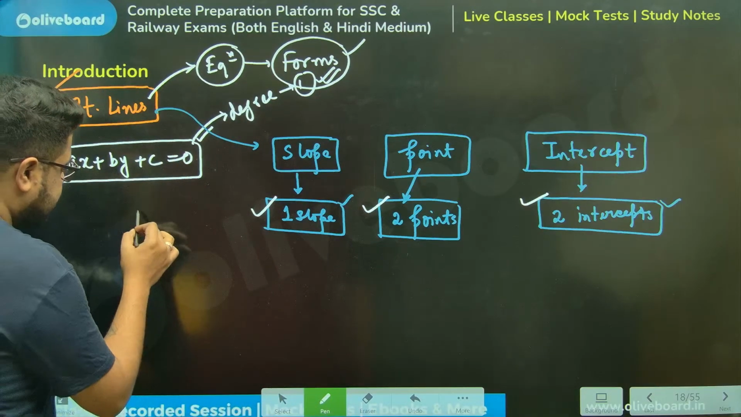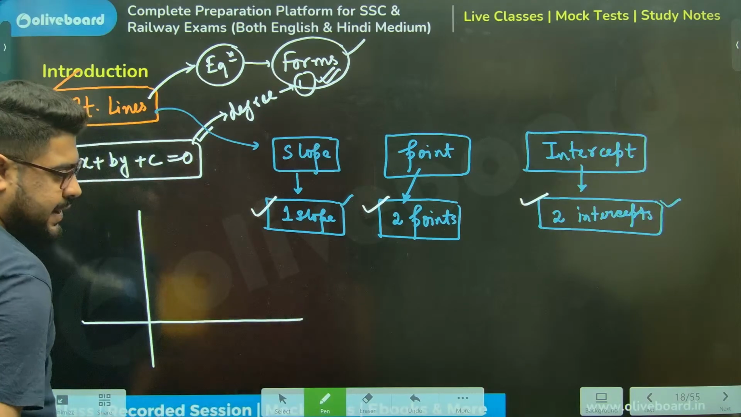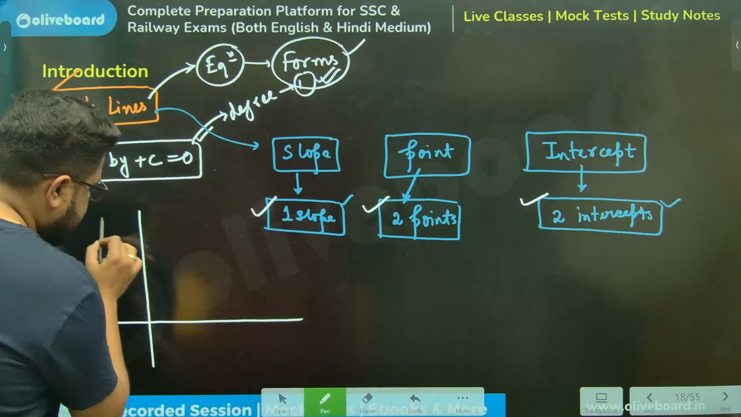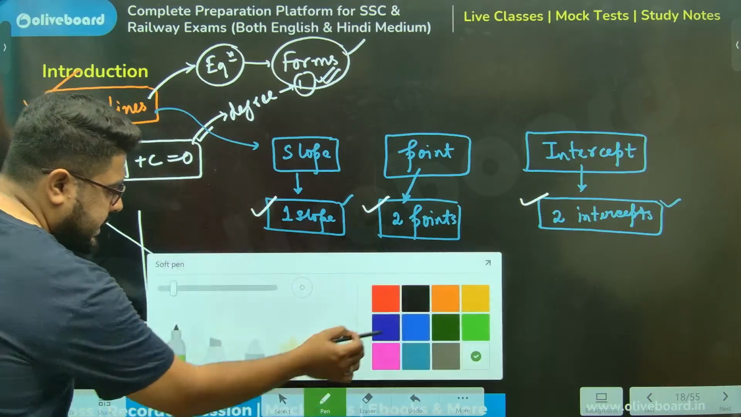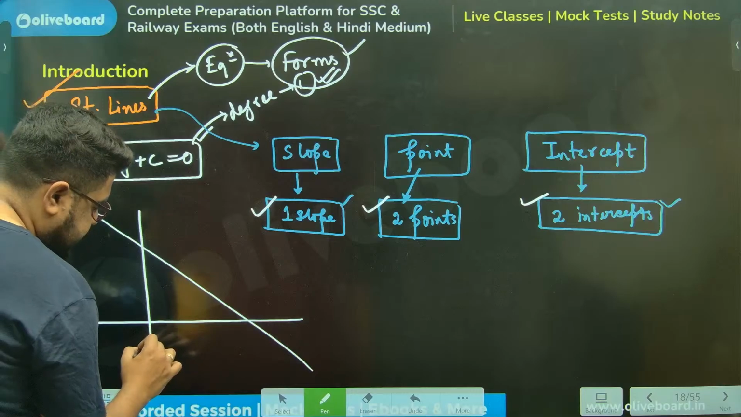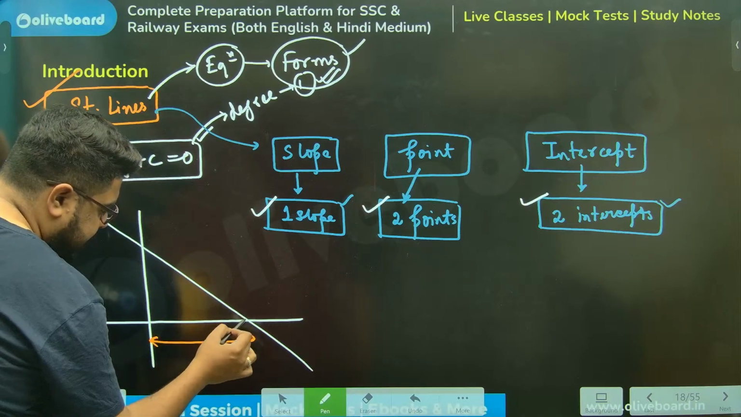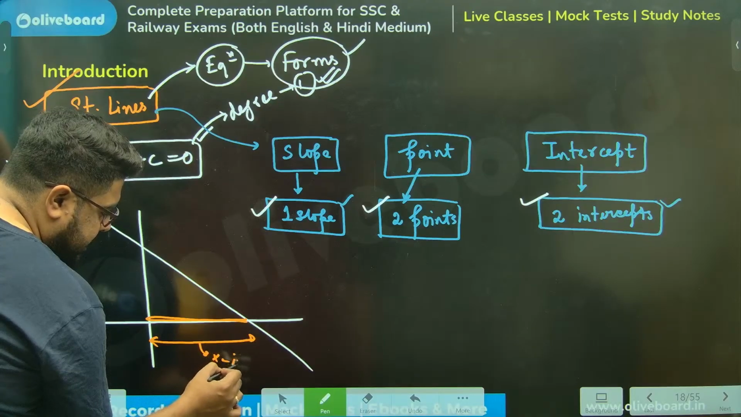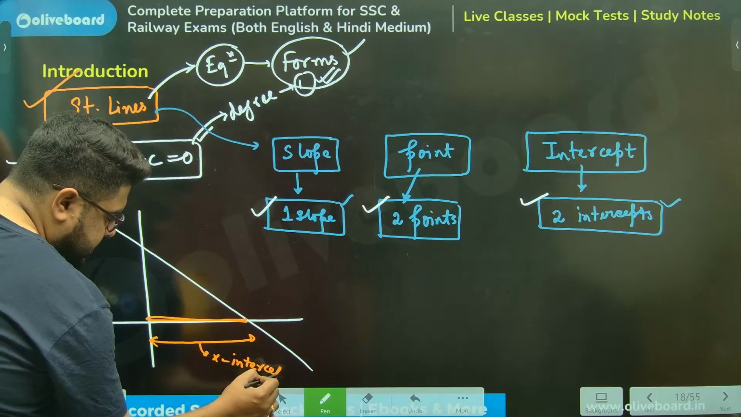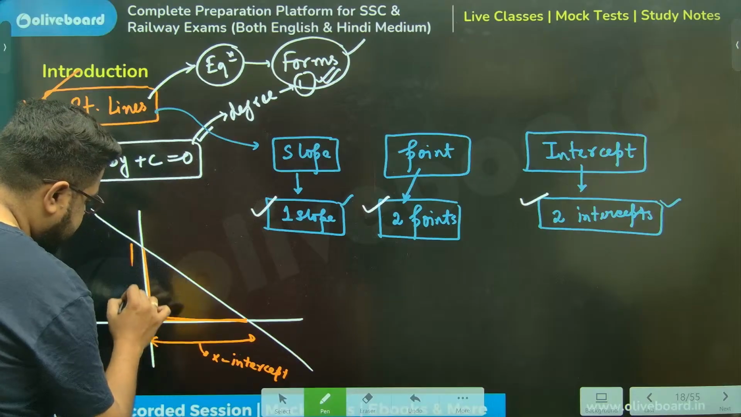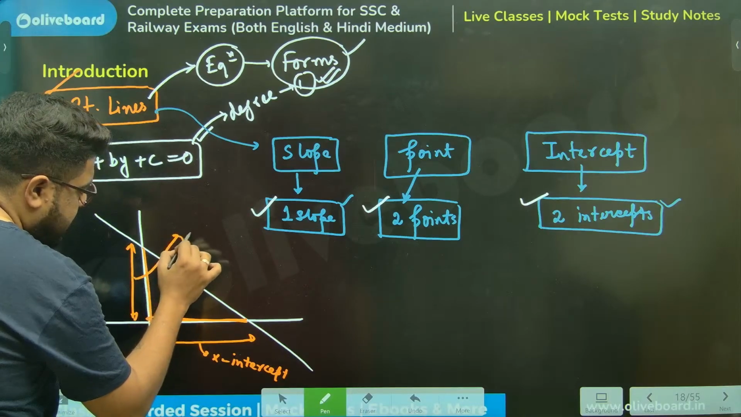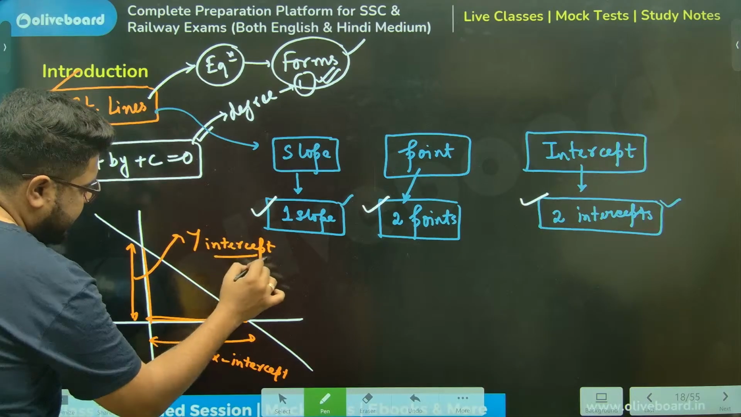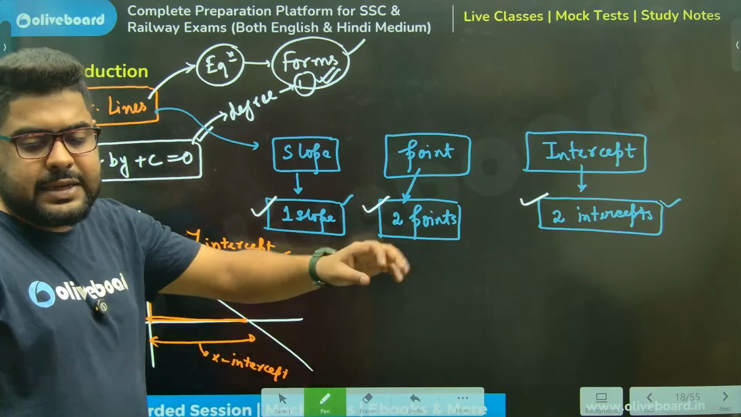What is an intercept? Let's say this is the x-axis, y-axis, and there is a straight line like this. This straight line is cutting away this much portion from the x-axis. This is called the x-axis intercept, or in short, x-intercept. And similarly, this part is called the y-intercept. Clear, everyone? This is the intercept concept.